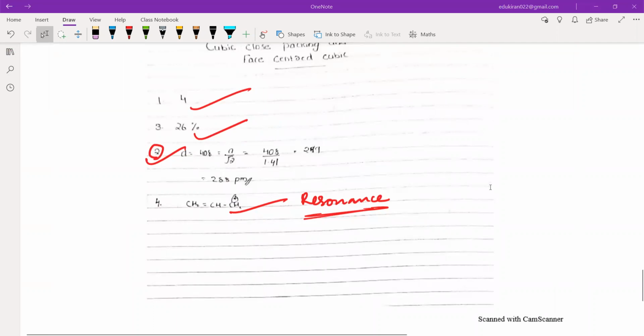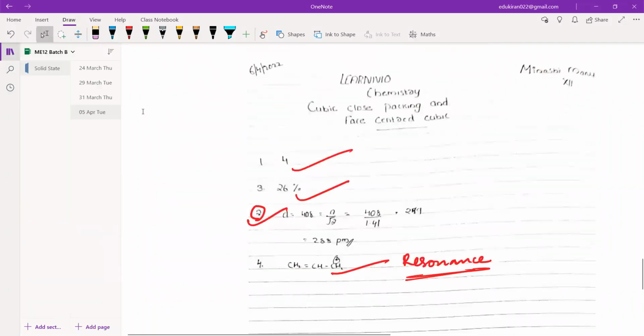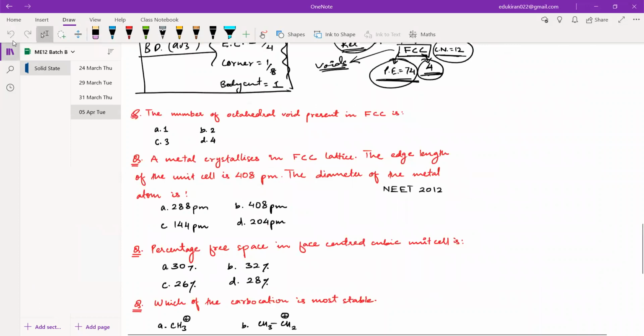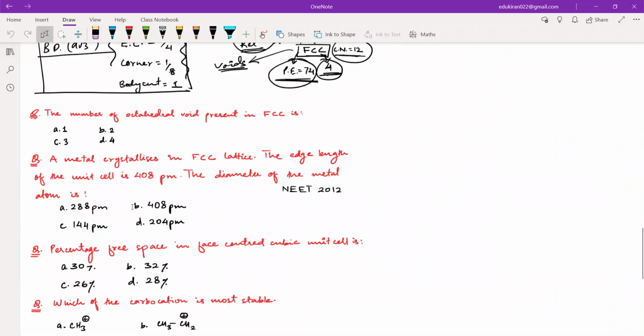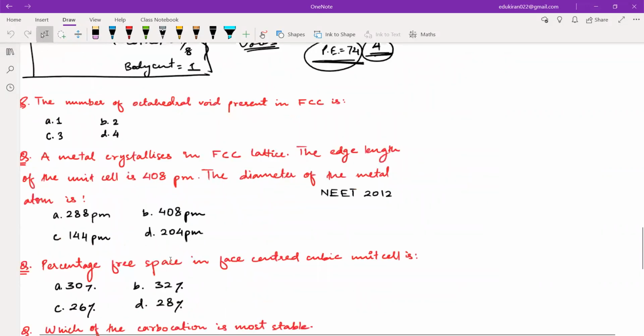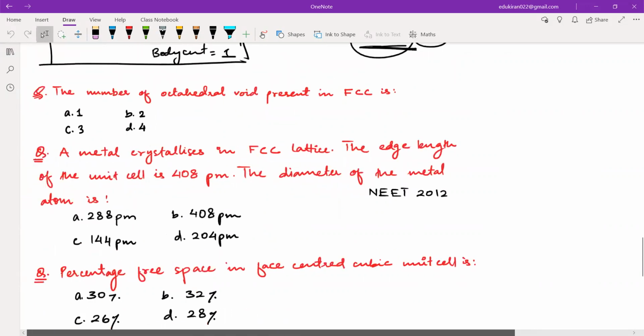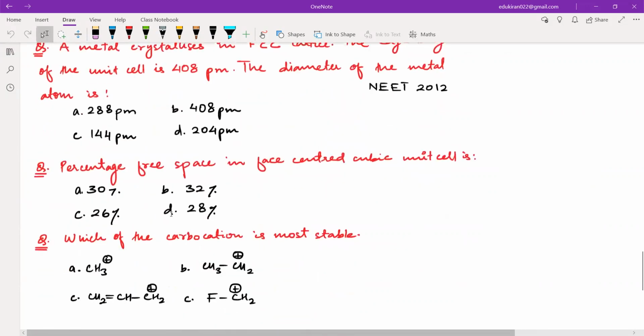ठीक है सारा. So first, all are correct. ऑल आर करेक्ट. चलो वेरी गुड, कंग्रेचुलेशन. हुजैफा आप चेक कर सकते हैं अपना. Yes Huzaifa. Yes, sir. ये क्वेश्चन पेपर आपका ये रहेगा. This is the question paper, the assignment. Number of octahedral void present in FCC.